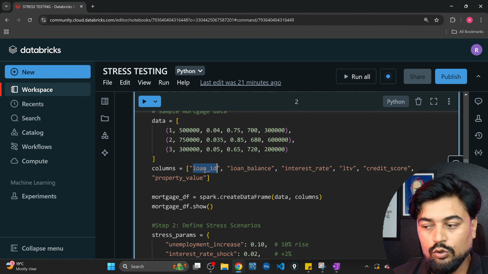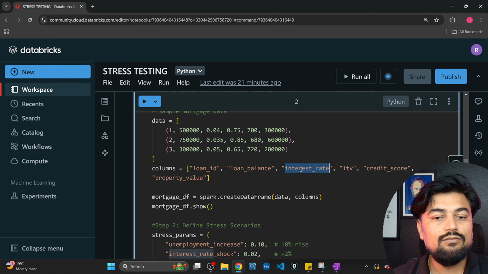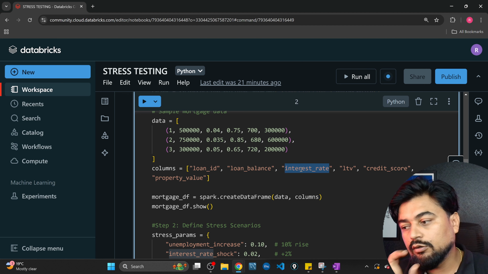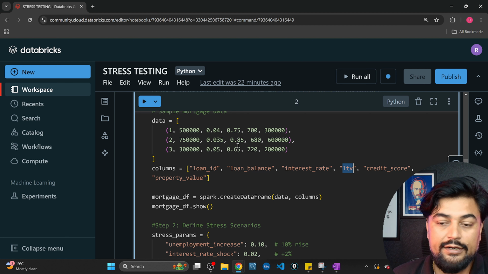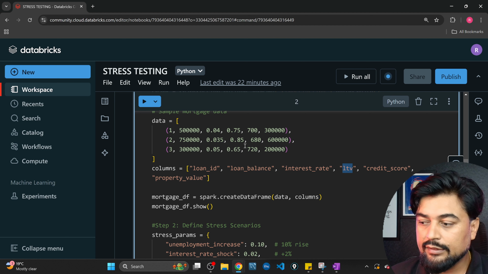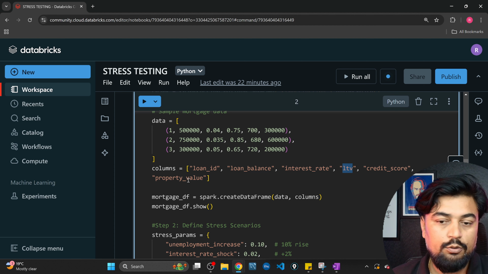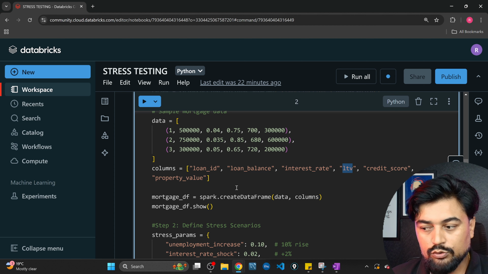Now, if you see the data, I'm just creating this data with some values. The first column is loan ID, which is 123. Then you have loan balance. What is the balance left? Then you have the interest value, because interest value changes for every type of person depending on your credit score. Then the LTV value, you can see that this is 0.75, 0.85, 0.65. This is the LTV value. And then you have the credit score. Then you have the property value. So all those values are here.